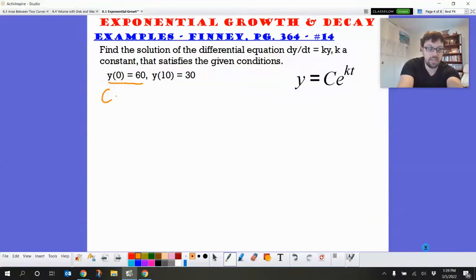So this is saying that our initial value where we're starting is 60.